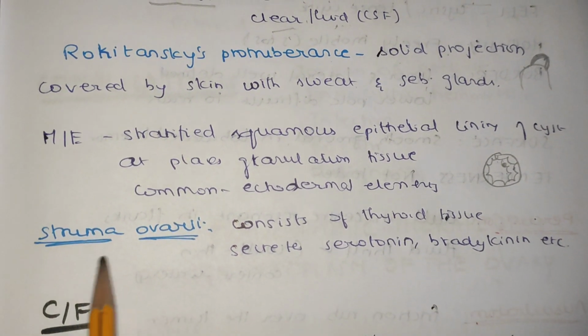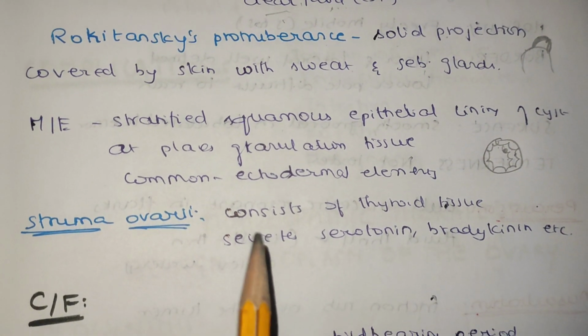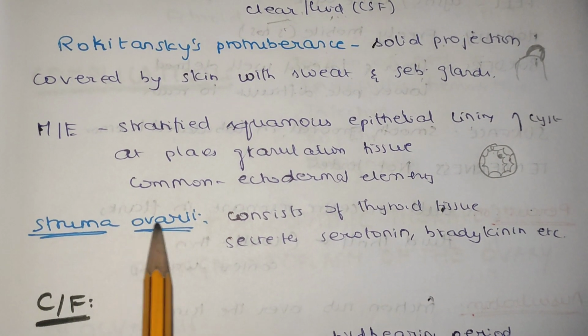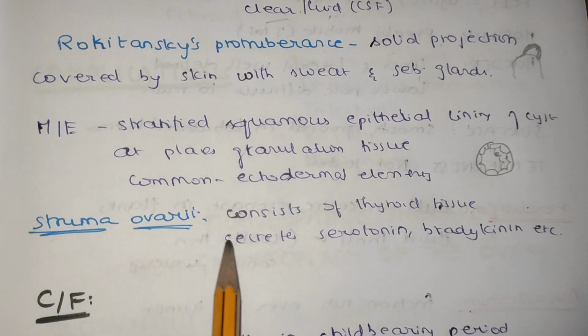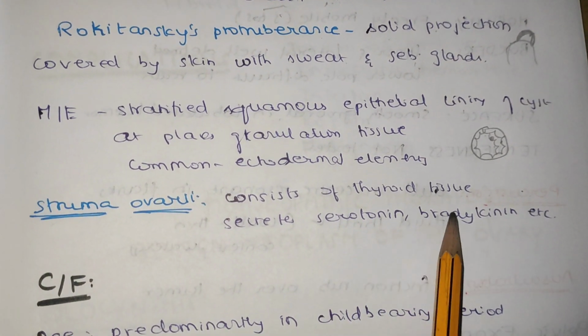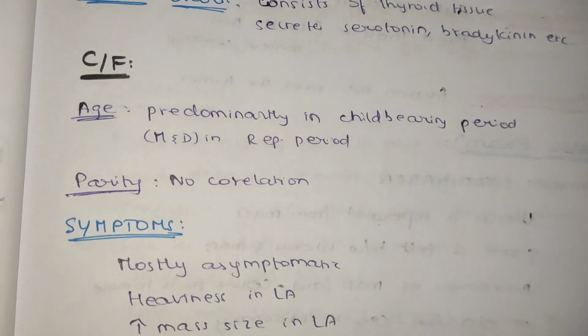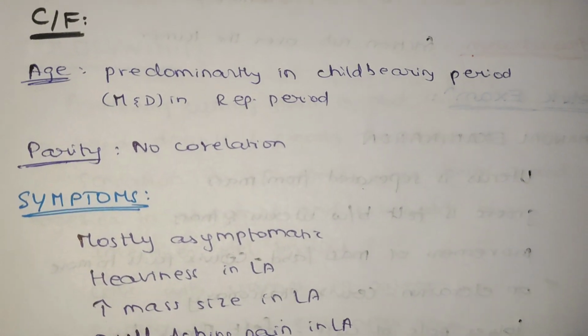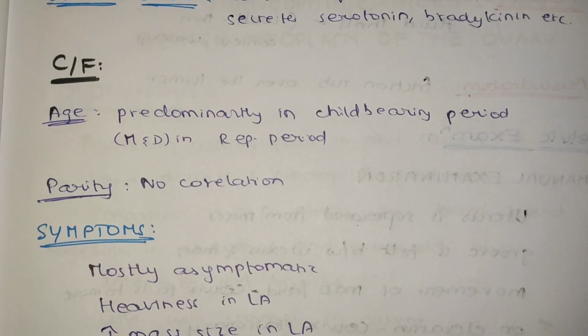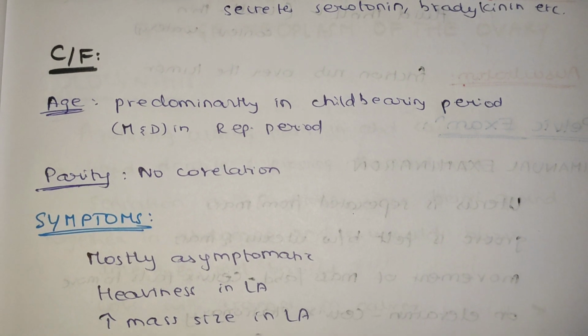Next is the term struma ovarii. If this dermoid cyst contains thyroid tissue, it is known as struma ovarii, and this struma ovarii secretes serotonin, bradykinin, etc. Next, coming to the clinical features: it predominantly occurs in the childbearing period, and it has no relation with parity.